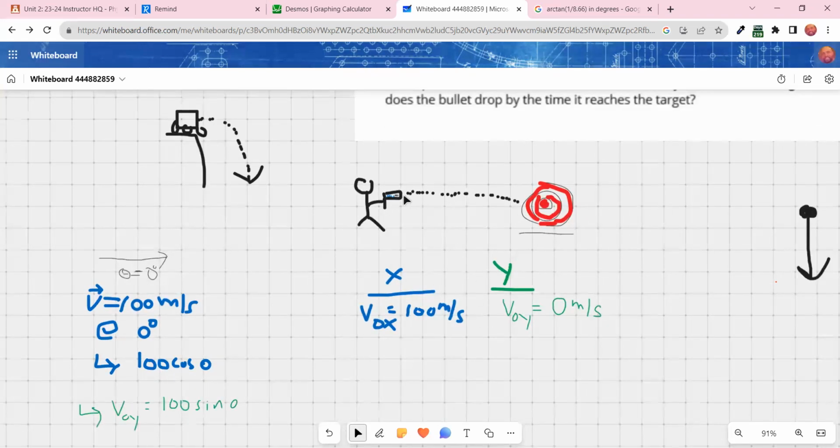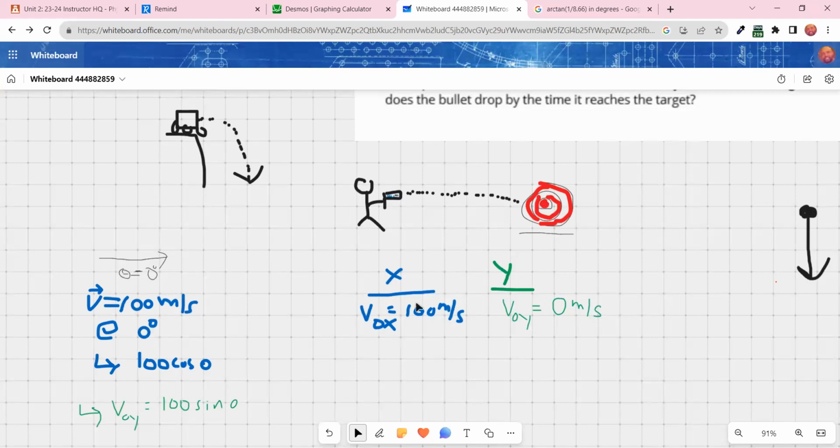Right here, it's not going up and down at all. So that means the velocity on the y-axis is 0. All the velocity is on the x-axis, 100 meters per second. But the math also confirms it. Okay? Now, I can still shoot it.